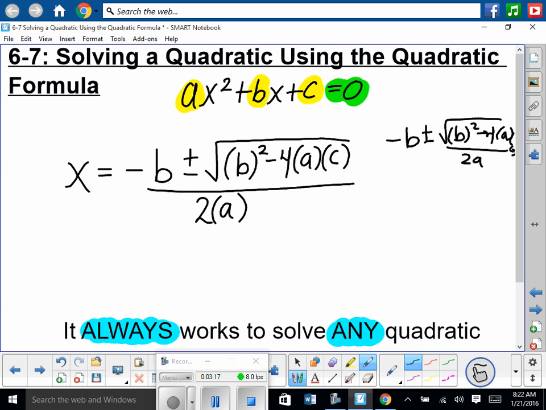One more time. I promise that song will come in handy. It's so much easier than memorizing it.